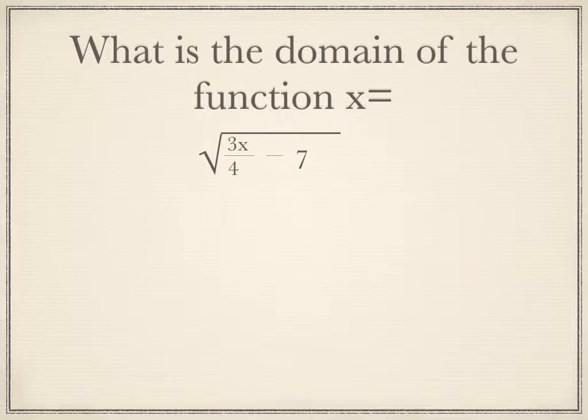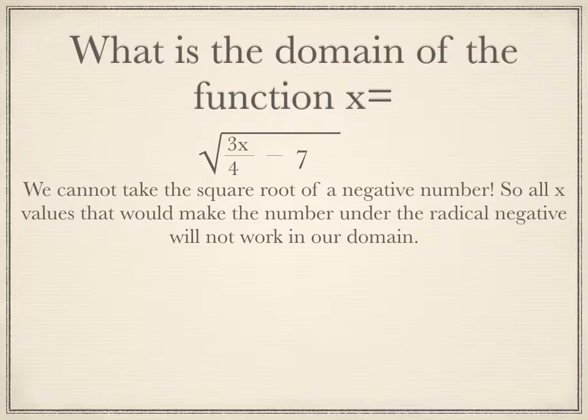So the first question is, what is the domain of the function f of x equals the square root of 3x divided by 4 minus 7? We cannot take the square root of a negative number, so all x values that would make the number under the radical negative will not work in our domain. So we want to take all the numbers that are greater than or equal to 0 to find the domain.